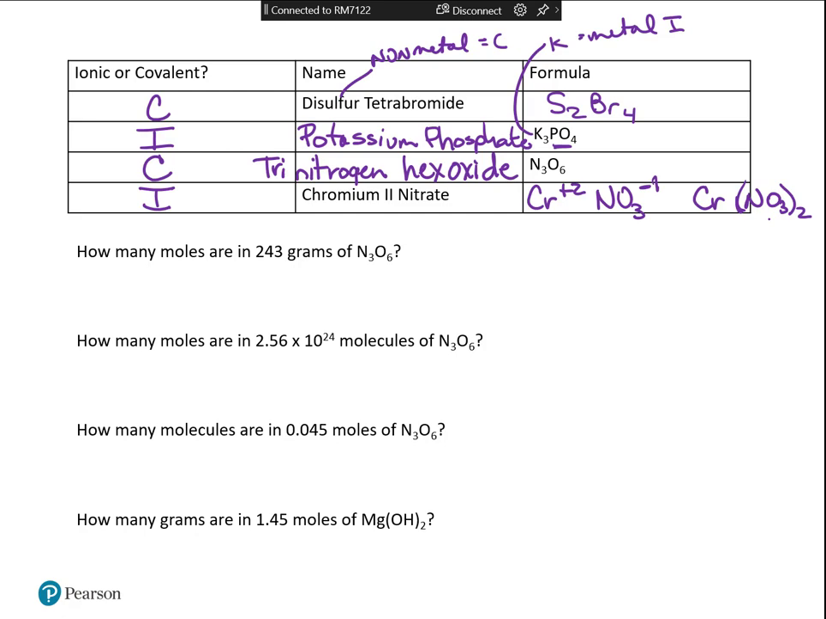All right, so these are the ones that we finished at the very end of chapter 3. If you see moles and grams, what do you need to know? How many moles are in 243 grams of N3O6? What do I need to know? I need to know the formula mass. It doesn't matter if it's asking for moles or asking for grams. If you see both moles and grams in the problem, then I know that I need the formula mass. So what is the formula mass?